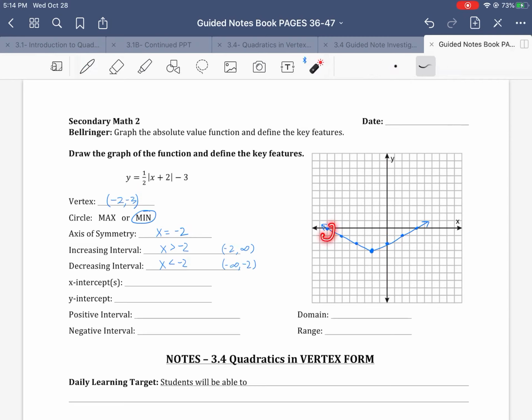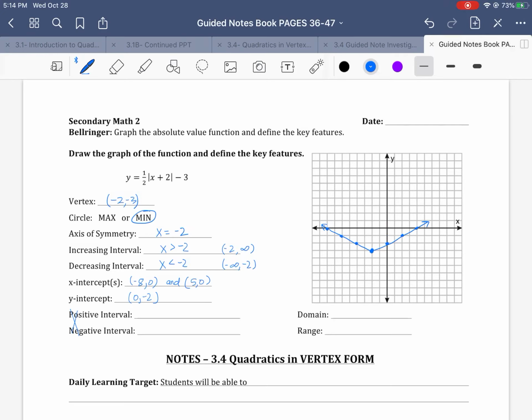X-intercepts, remember, are just where they cross the x-axis. So we are going to say it's crossing there at -8, 0. And then it looks like it also crosses at 5, 0. For the y-intercept, we look to see where it crosses the y-axis. It looks like it's crossing there at -2, so 0, -2 is that point.